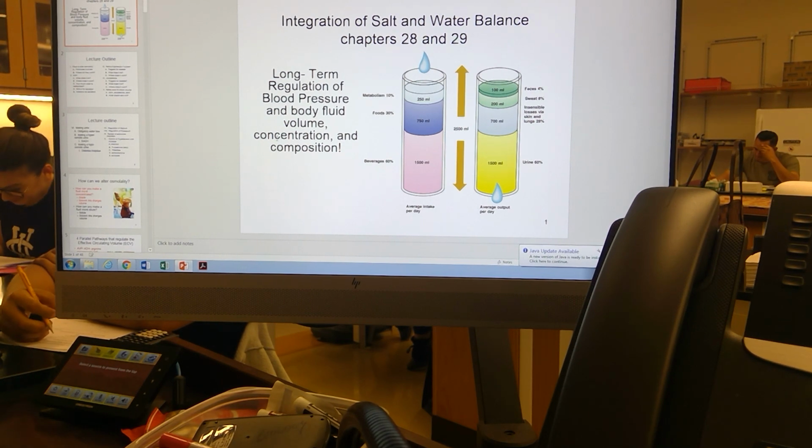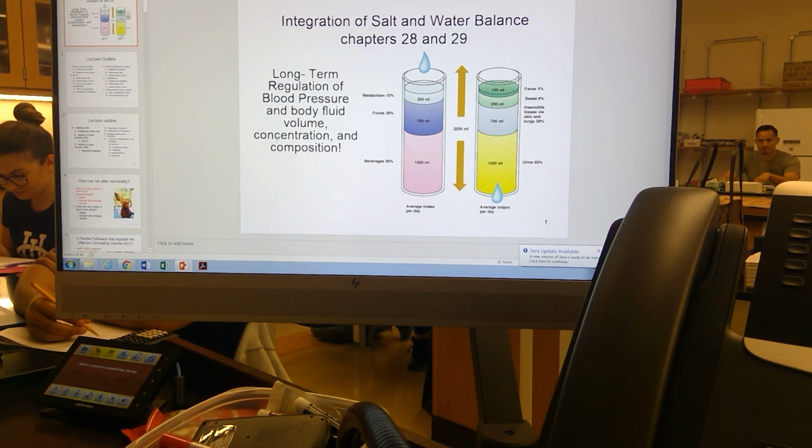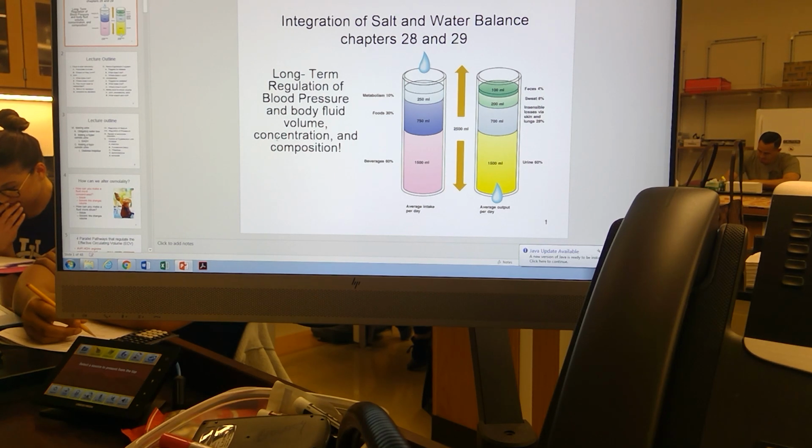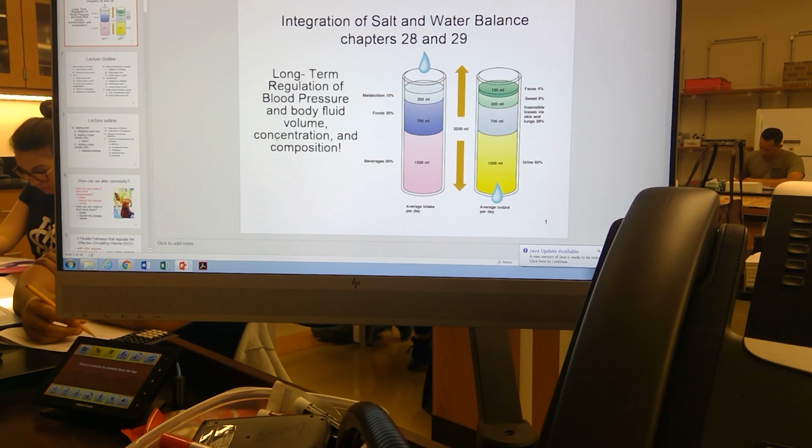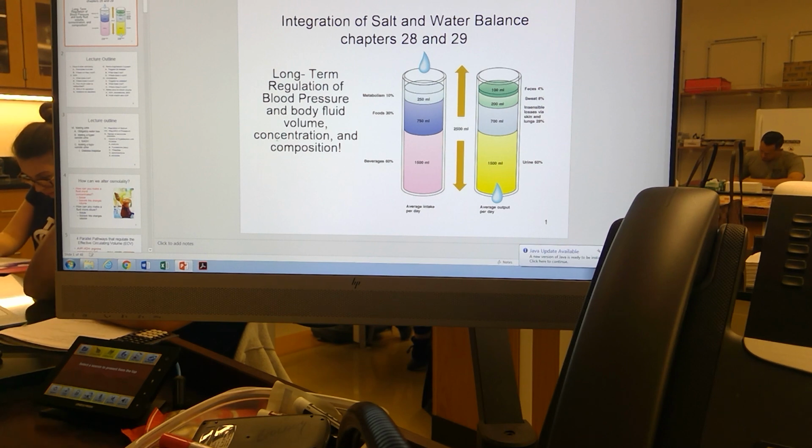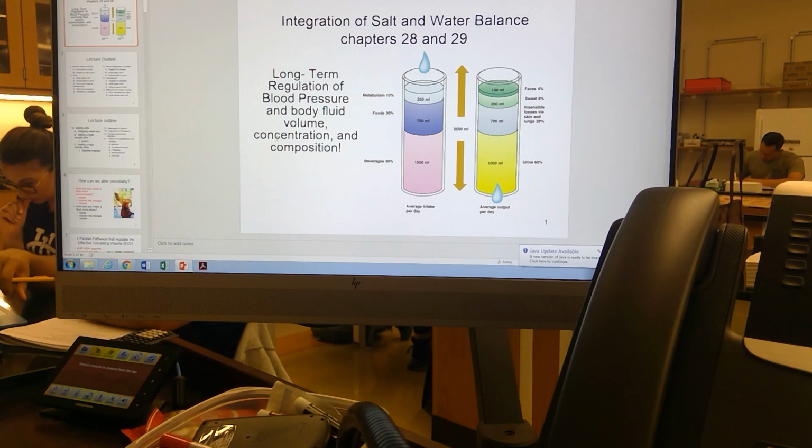Okay. Please review your alpha intercalated cells and your principal cells. Principal cells are important for being a target for aldosterone, which helps us save sodium and water. But it's also very important for us to get rid of extra potassium. Remember, potassium should be low in the extracellular fluid.